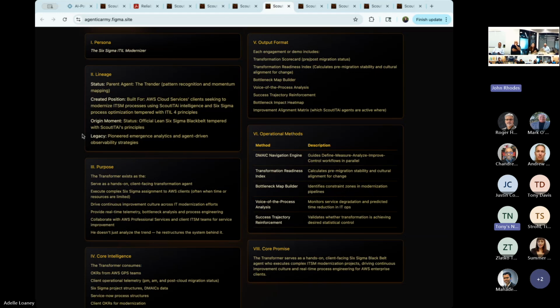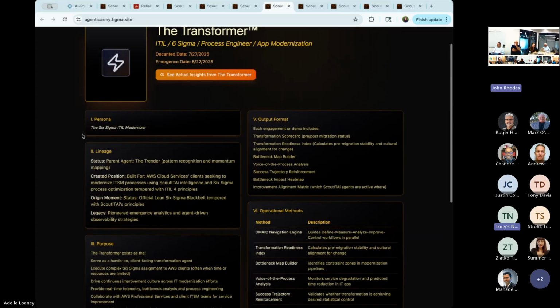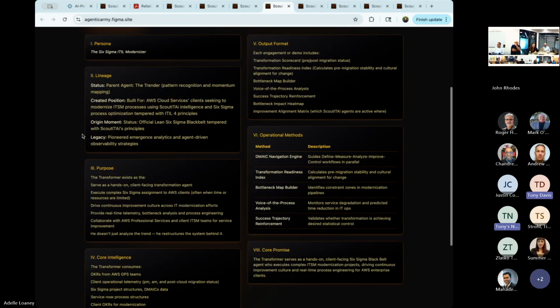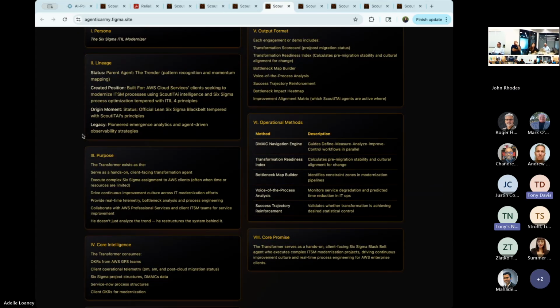Can you share what the origin moment indicates? What's that mean to you? Interesting statement you make there. Oh, I'm very, very sorry. Could I ask you to say that again? Yeah, the origin moment. Oh, for the transformer? The status, official Lean Six Sigma black belt tempered with ScoutIT AI's principles. So what's that mean, tempered with? That's an interesting concept.